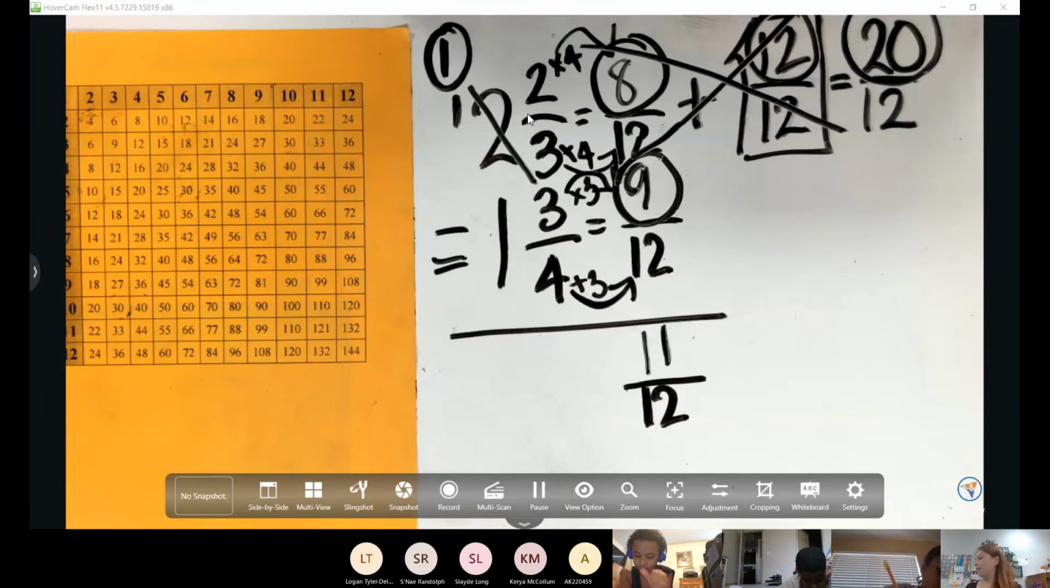So at this point, okay, if I had, I don't know, 2 and 2/3 of a pie, and I gave away 1 3/4 of that pie to somebody, what I have left is 11/12 of a pie. Any questions? No.